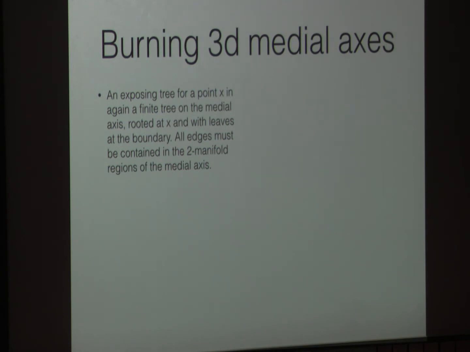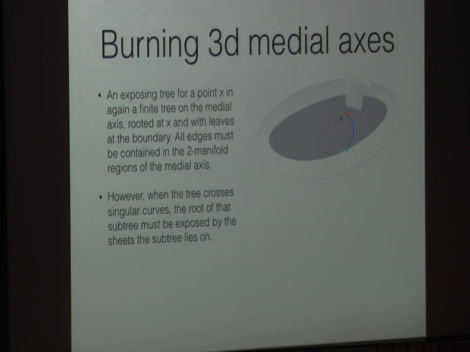So formally then, an exposing tree is again going to be a finite tree, rooted at a point, with leaves on the boundary of the medial axis. Now, all edges of the tree, and I mean this in the combinatorial sense, right? Think about a tree, any edge must stay in the two-manifold region. So the weirdness happens when you cross one of these singularities, when you cross the singular set. So here's a nice tree. It doesn't cross any singularities, so it's just a path to the boundary of the medial axis. Hopefully that shows up okay.